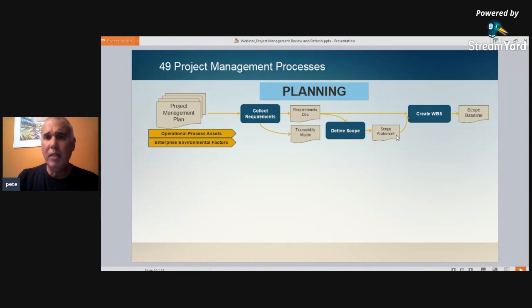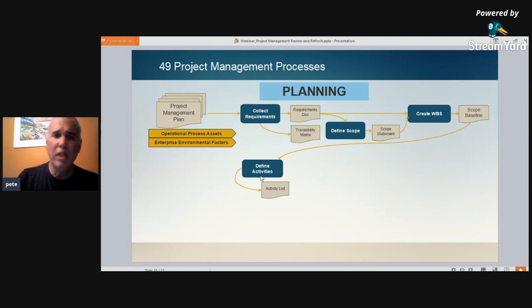So the requirement document and the scope statement will go into a process called create work breakdown structure. Work breakdown structure, WBS, is a decomposition of our deliverables into smaller chunks that are more easily managed. If something is at too high a level, it becomes unmanageable. You can't even assign it. You can't estimate it. You don't know when it's done. You don't know how many people are involved in working on it. So you break it down, and that becomes our scope baseline.